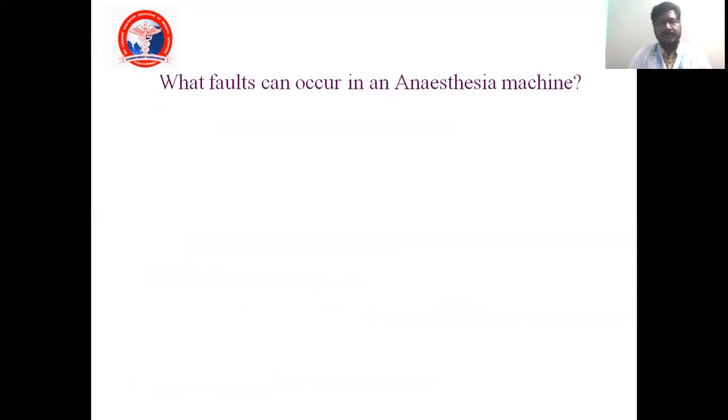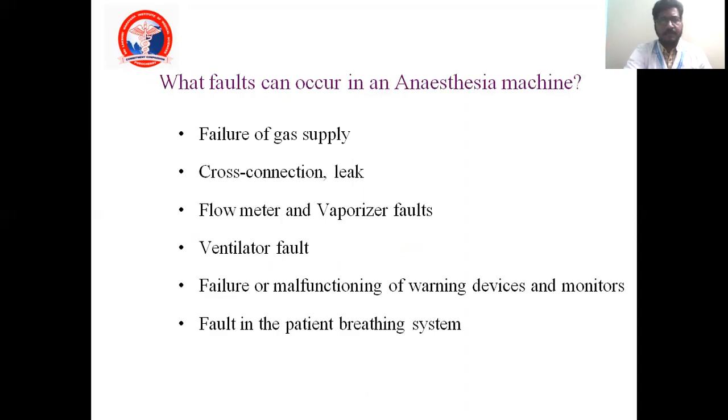What faults can occur in an anesthesia machine? It can be a failure of gas supply. It can be a cross connection leak. It can be a flow meter or vaporizer fault. It can be a ventilator fault. It can be a failure or malfunctioning of warning devices or monitors. It can be a fault in the patient's breathing system. So these faults should be rectified prior to starting the case. We have to rectify all these faults.